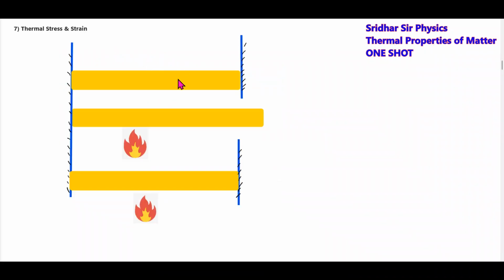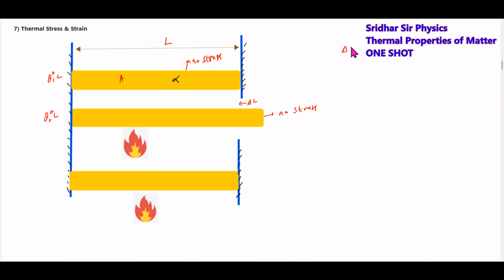There's a rod having coefficient of linear expansion alpha, and the length of the rod is L, with area of cross section A. This is at T1 degrees Celsius. I'll increase the temperature. Definitely the rod will expand by some extra length. Now there is no stress here. Why no stress? Because when the rod is at its natural length, there won't be stress.